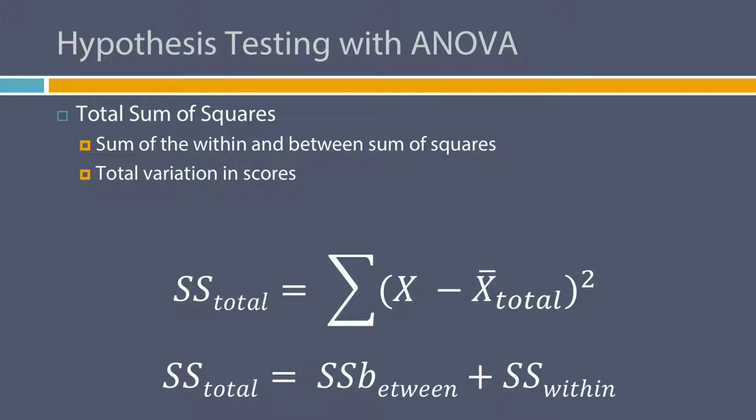But a good thing to know is that this total sum of squares can be calculated this way as well. It's the sum of the squares between plus the sum of the squares within. And I apologize for that SS between. But it's just the sum of the squares between each group plus the sum of the squared deviations within each group. But we don't know those parts yet.